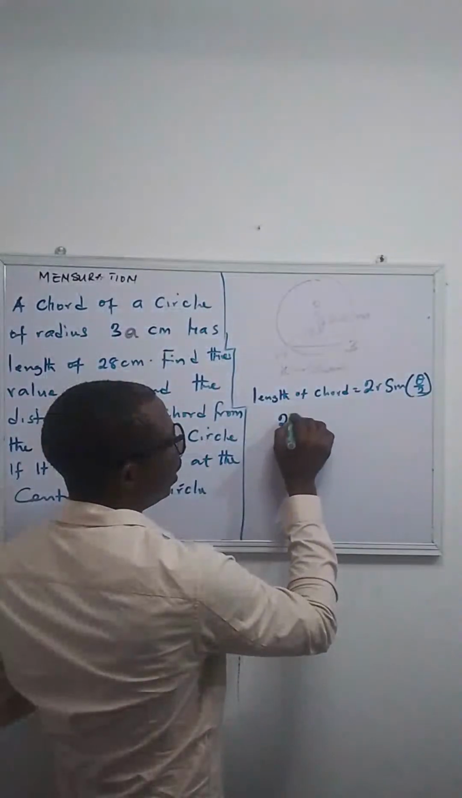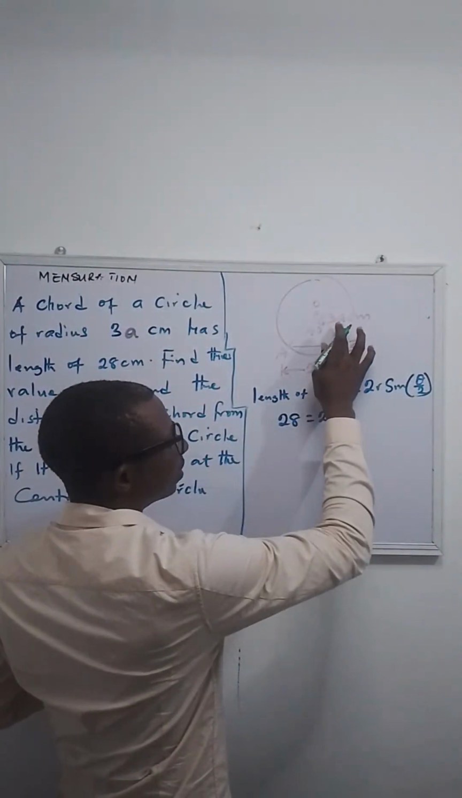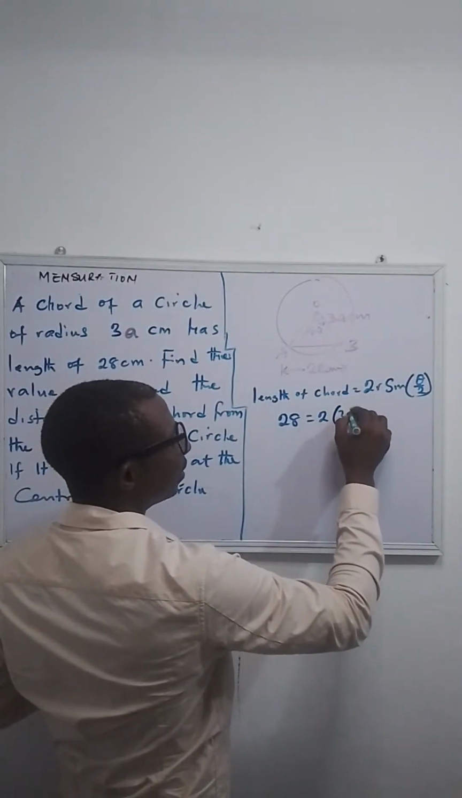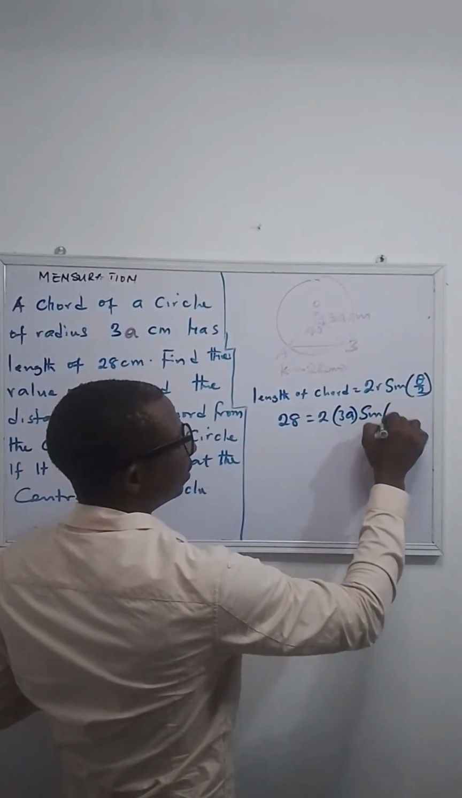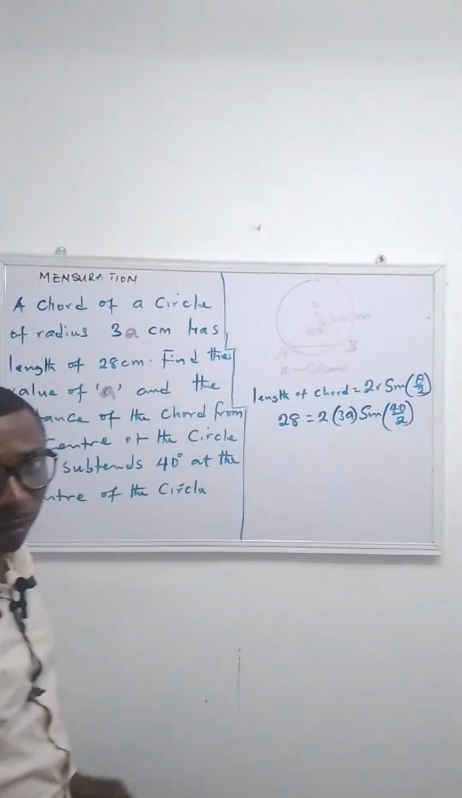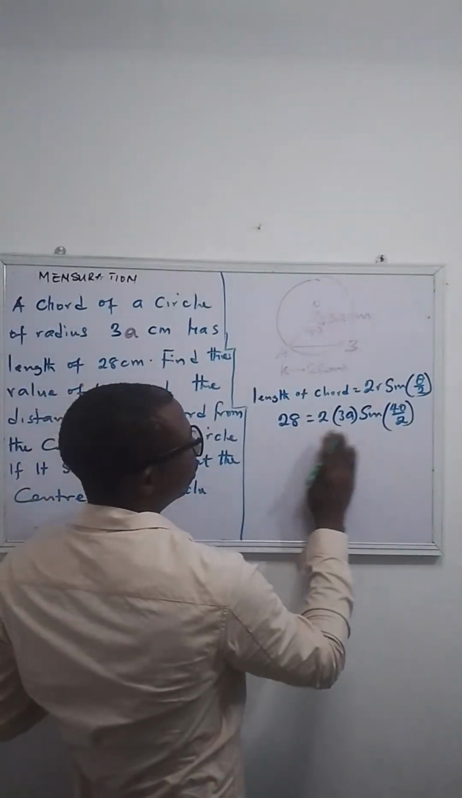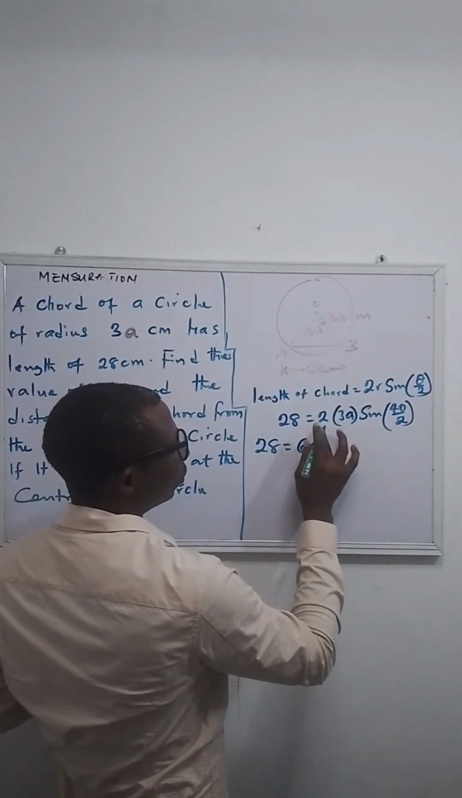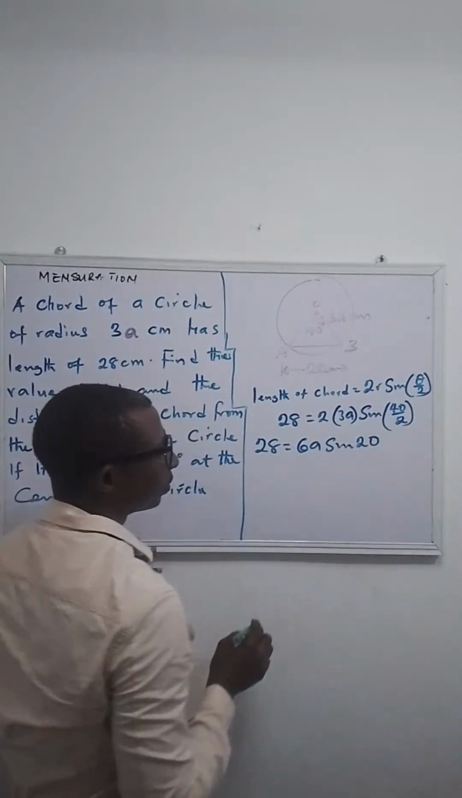So we have 28 equals 2 times r. What is r? The radius. Now that is 3a. You get that? So sine 40 over 2, the angle subtended at the center, right? So now this will give you 28 equals 2 times 3a, 6a sine 20.